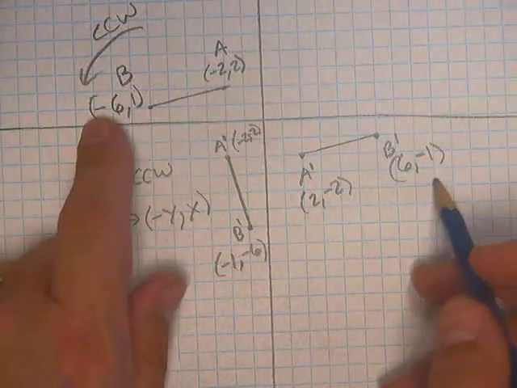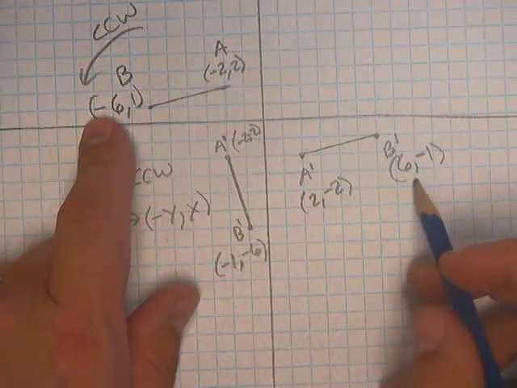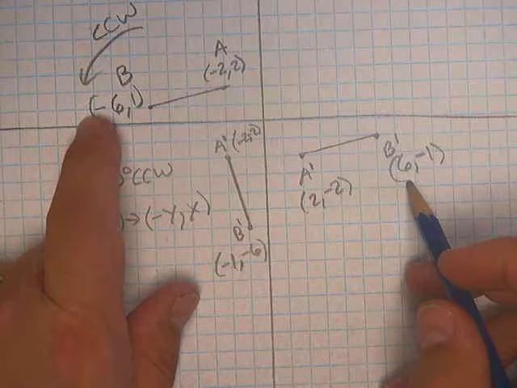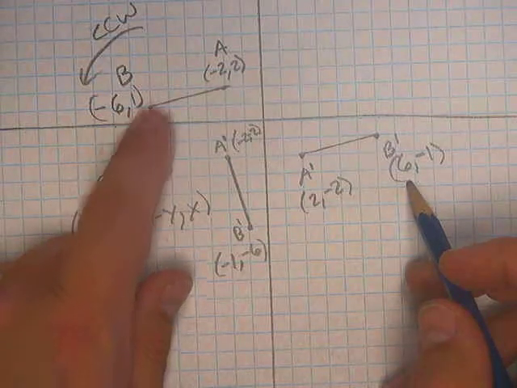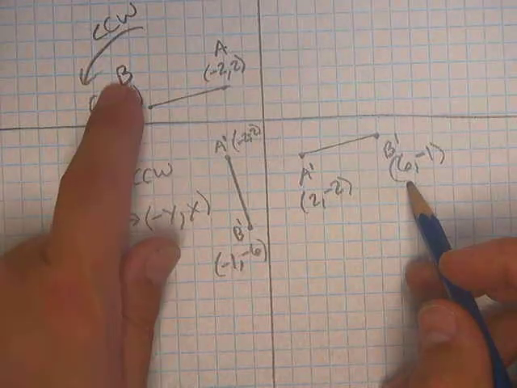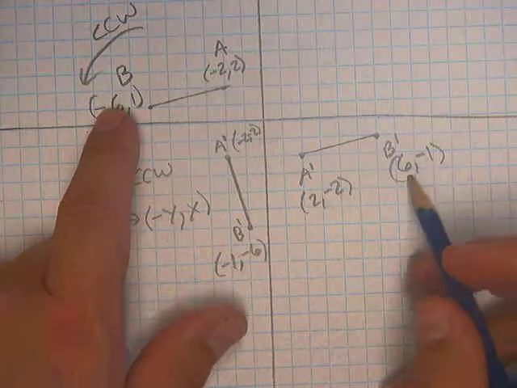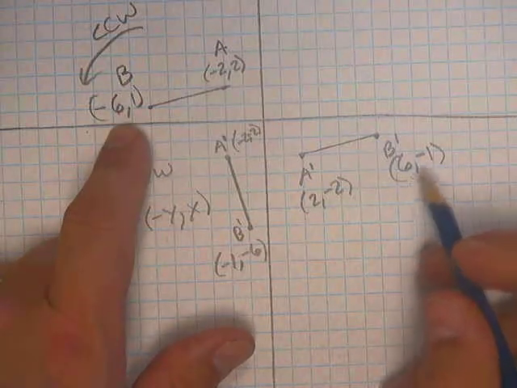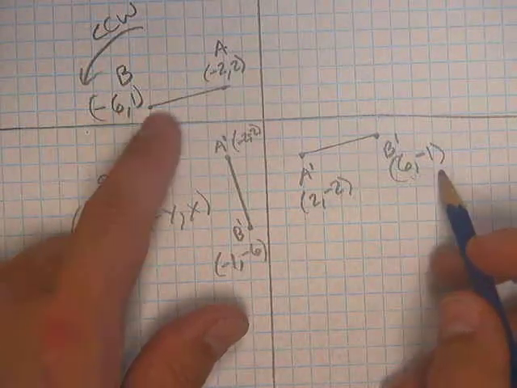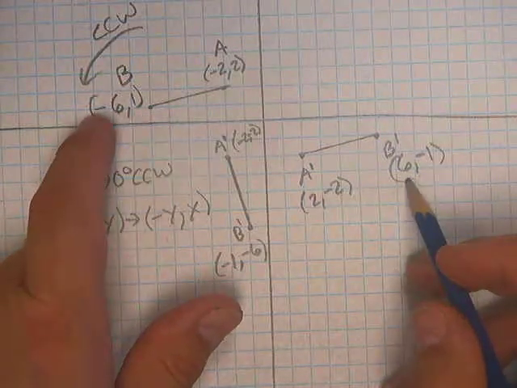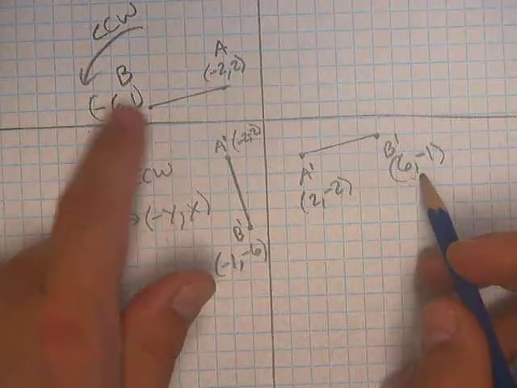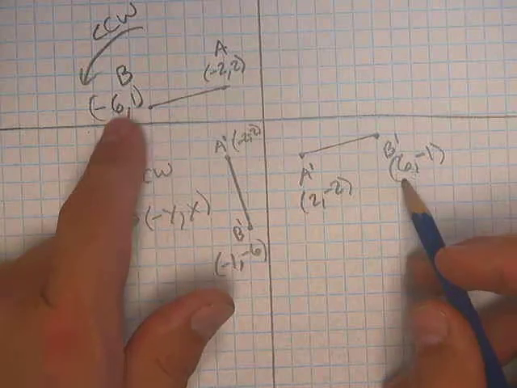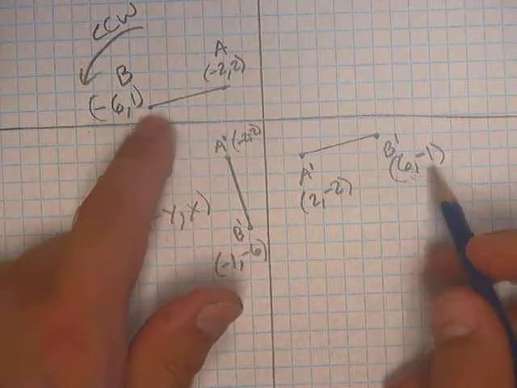And I'm going to connect those. Okay, so now what happens? Let's look up here. Let's look at the 6s and the 1s again, okay? You look, this is -6, 1 up here, the B is. And down here, this is 6, -1.